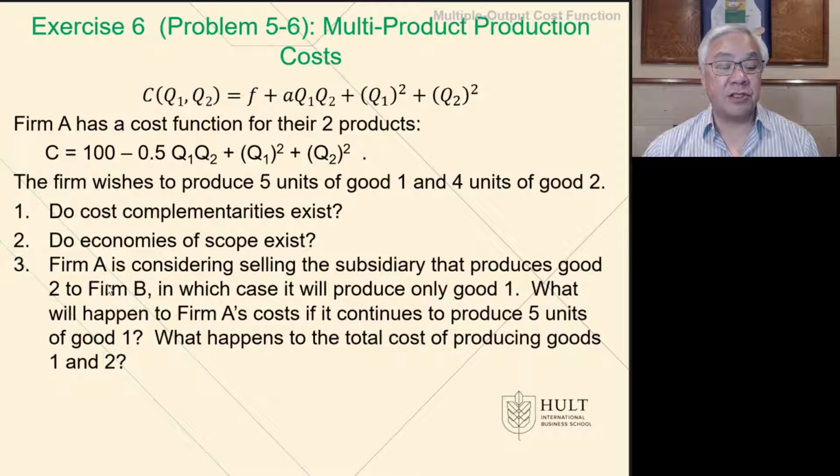And then the follow-up question: if firm A is considering selling the subsidiary that made product 2 to another company, call it firm B, what would happen? What would happen to the cost of firm 1, and what would happen to the overall cost of producing goods 1 and 2? So let's go over to Excel and do this problem.